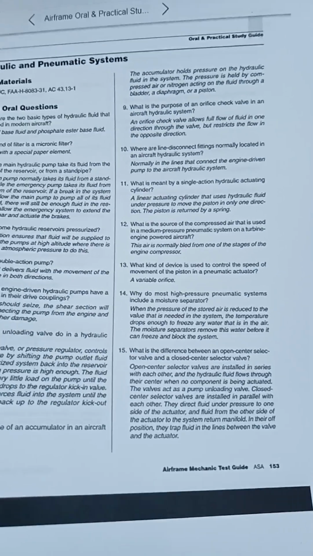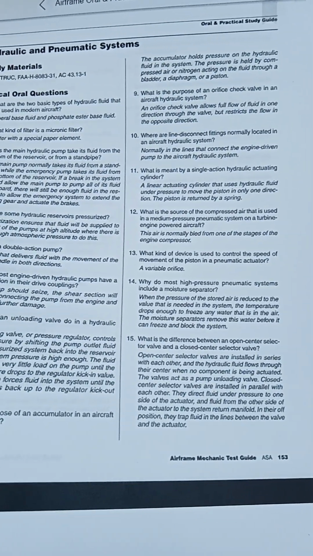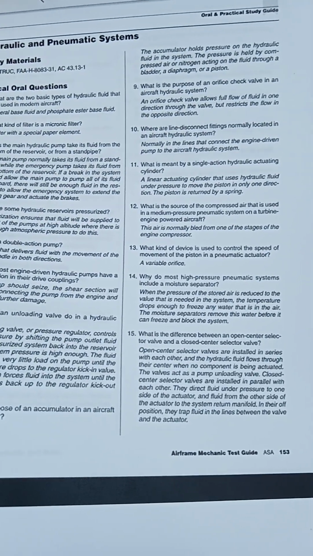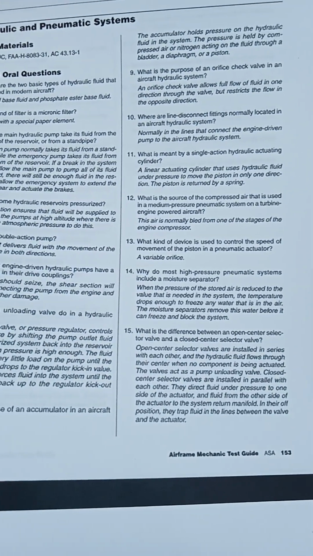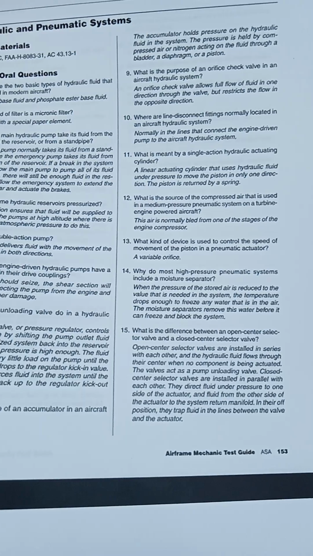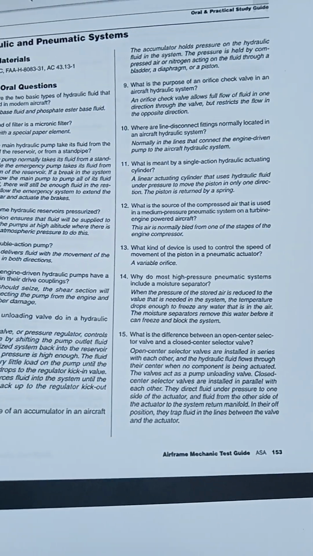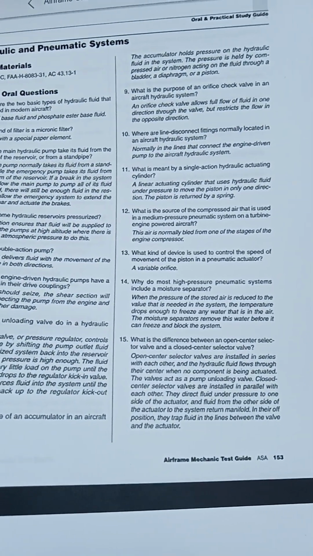What is the source of compressed air that is used in a medium-pressure pneumatic system on a turbine engine-powered aircraft? This air is normally bled from one of the stages of the engine compressor. What kind of device is used to control the speed of movement of the piston in a pneumatic actuator? A variable orifice. Why do most high-pressure pneumatic systems include a moisture separator?